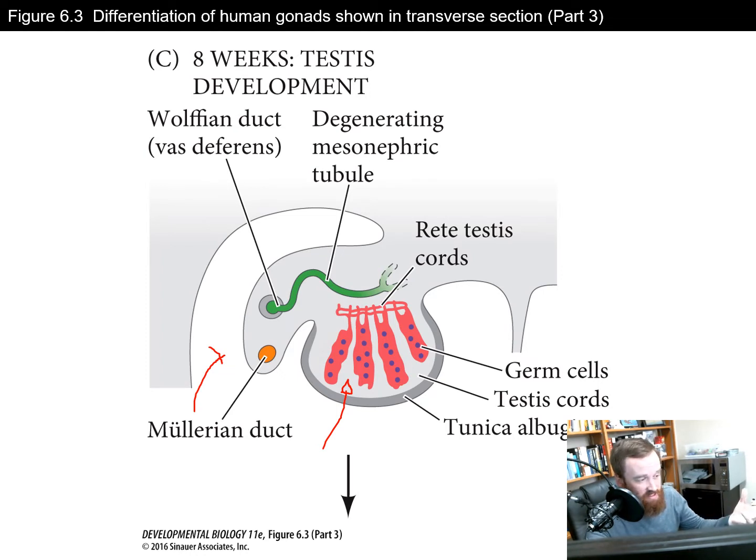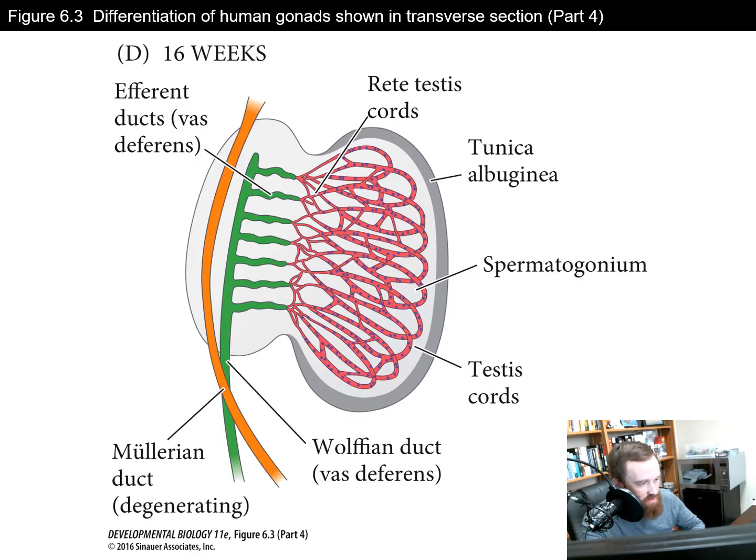And so these anti-Mullerian hormones are secreted to degenerate it and then preserve the Wolffian duct. Now at 16 weeks, the testes are continuous with the rete testes and connect to the Wolffian duct through these efferent ducts. So we have the spermatogonium and the testes cord, so this is where sperm is produced and transferred to the efferent ducts. And the efferent ducts will turn into the vas efferens with the Wolffian duct.